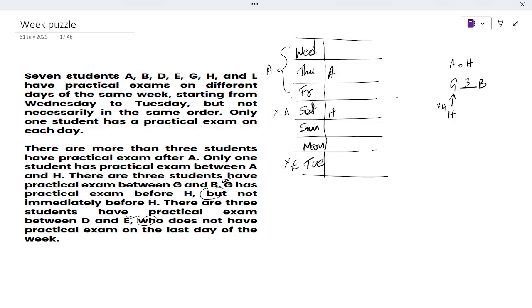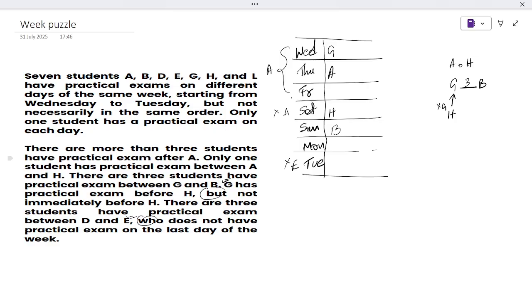Now H cannot be immediately before G. That means G can be here. Now G, we have 3 people, 1, 2, and 3, and B. And what do we have? E cannot be here. So can E be here or here? Did we miss out something? I feel like we missed something.